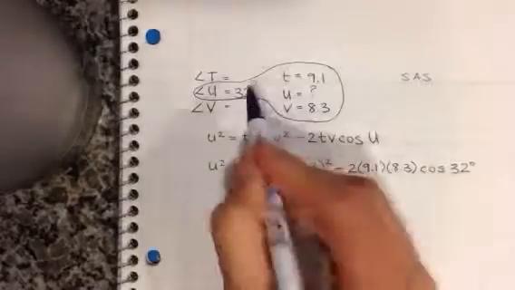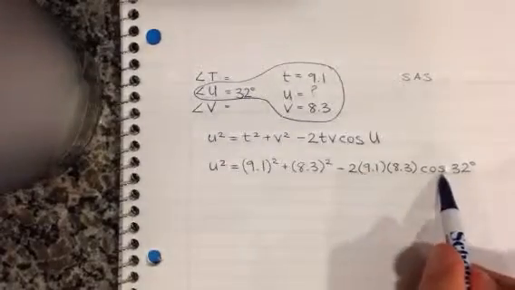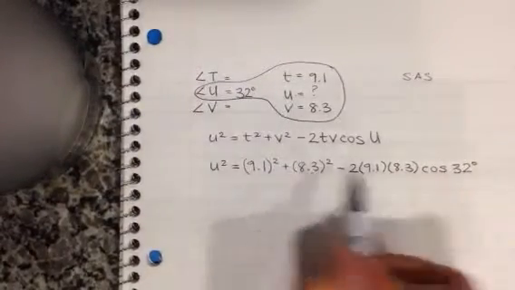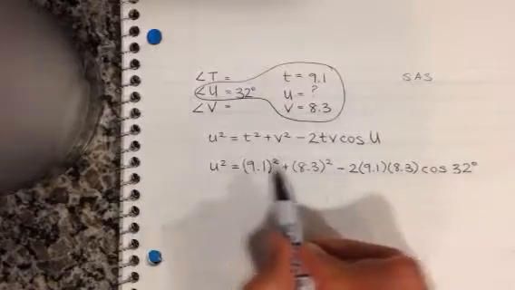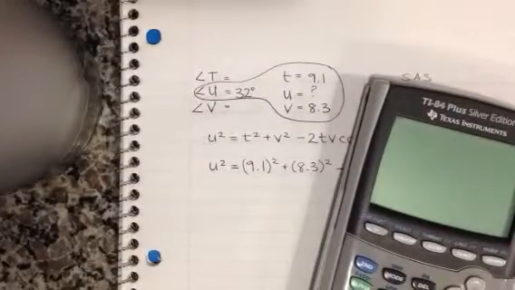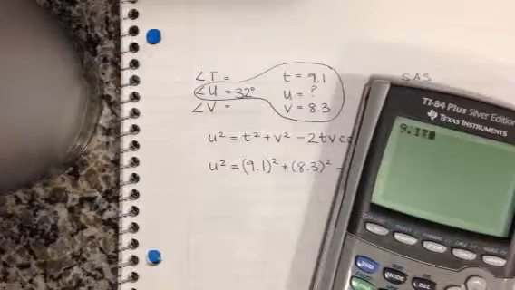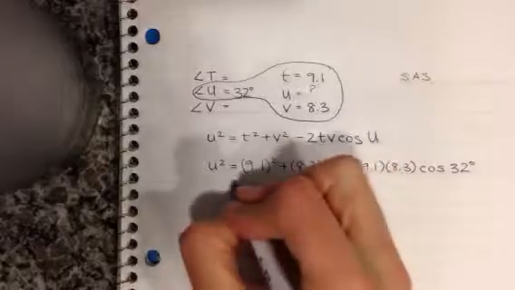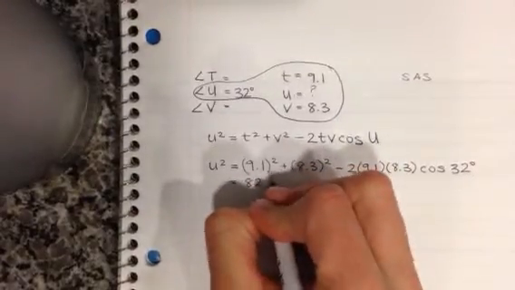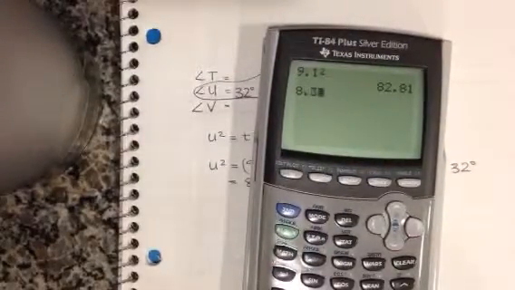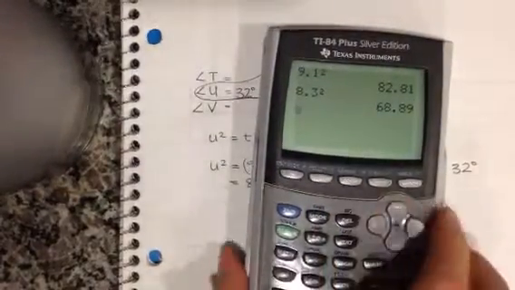Because I put that degree symbol, I knew that was going to go with my trig function. Okay, so this is a number, this is a number, and this whole thing is a number. So I'm going to write out each number separately. I've got my calculator here, and I need to find 9.1 squared. That gives me 82.81. Plus, now I need to find 8.3 squared, that gives me 68.89.